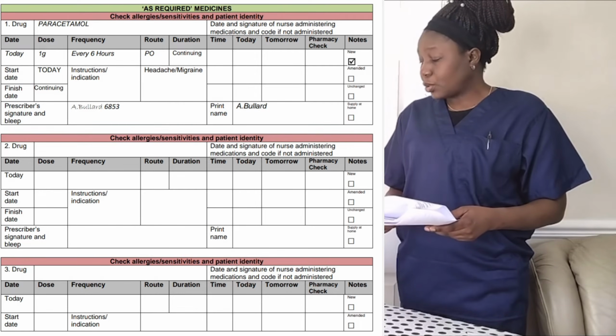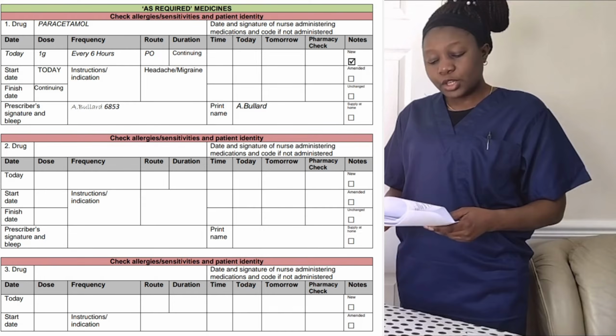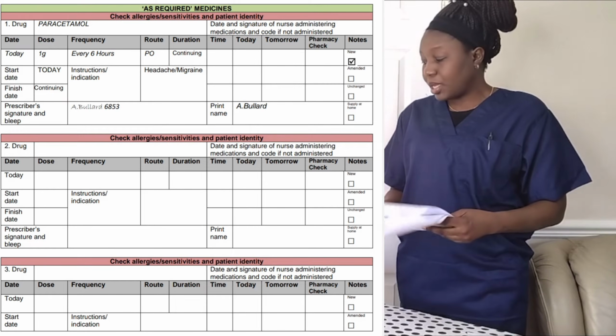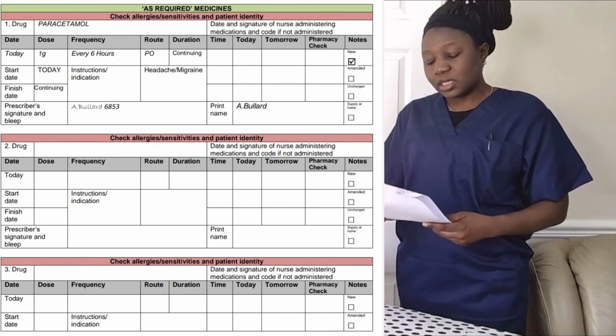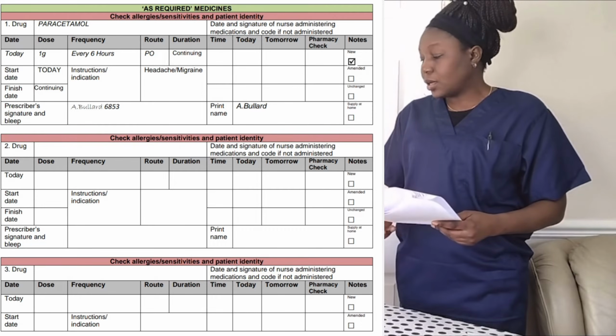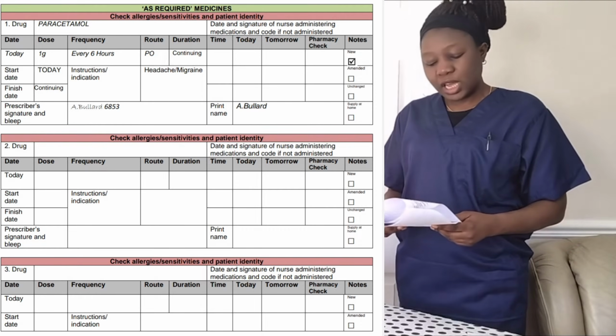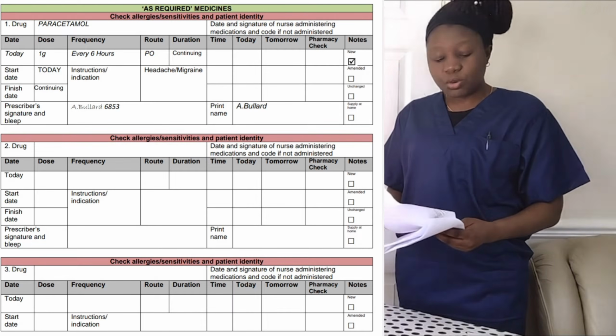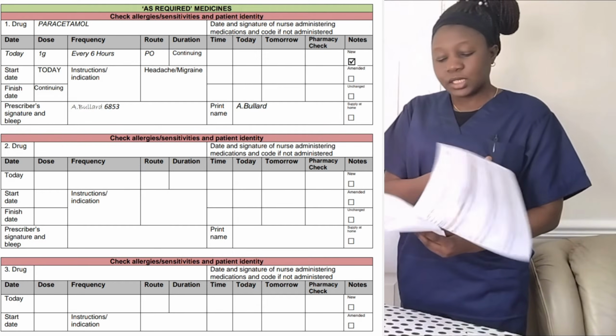Alison, are you in pain at all? No, no. All right, thank you. However, even if you were in pain, I wouldn't have been able to give this paracetamol because you had it about 3 hours ago. I will have escalated this to the medical team to prescribe another analgesic for you.